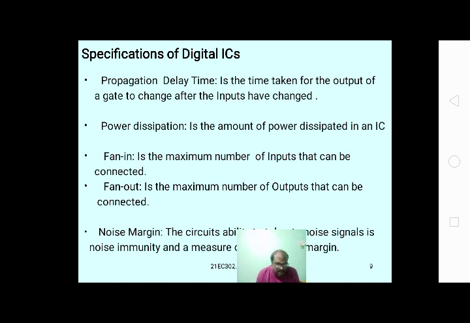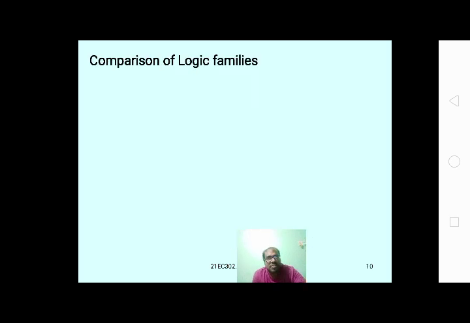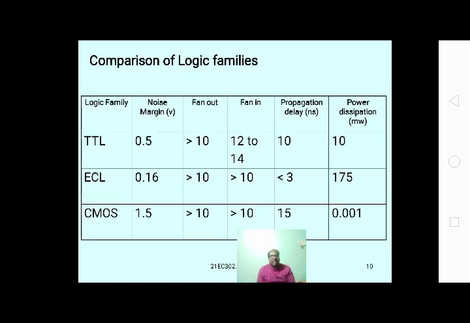Next, fan out. This is the number of equivalent gate inputs that a logic gate can drive. The fan out of a gate is the maximum number of inputs of the same logic family that the gate can drive while maintaining its output levels within specified limits. Okay, these are the specifications. Some more specifications are also there, I will let you know.